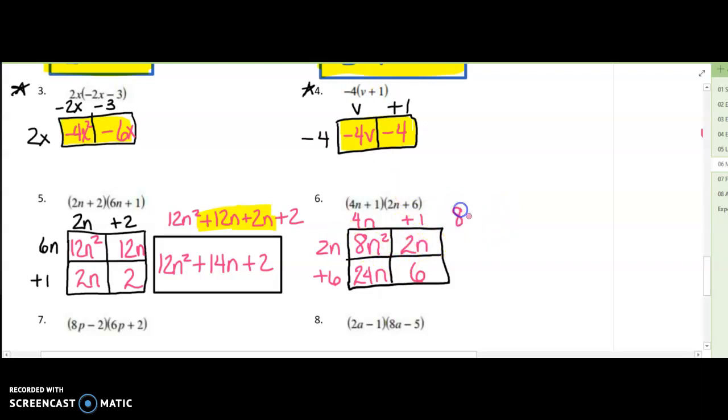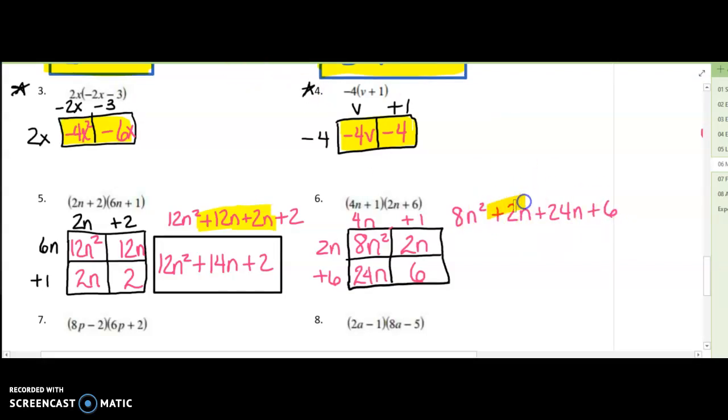So we have 8n squared plus 2n plus 24n plus 6. All right, then we look for our like terms.